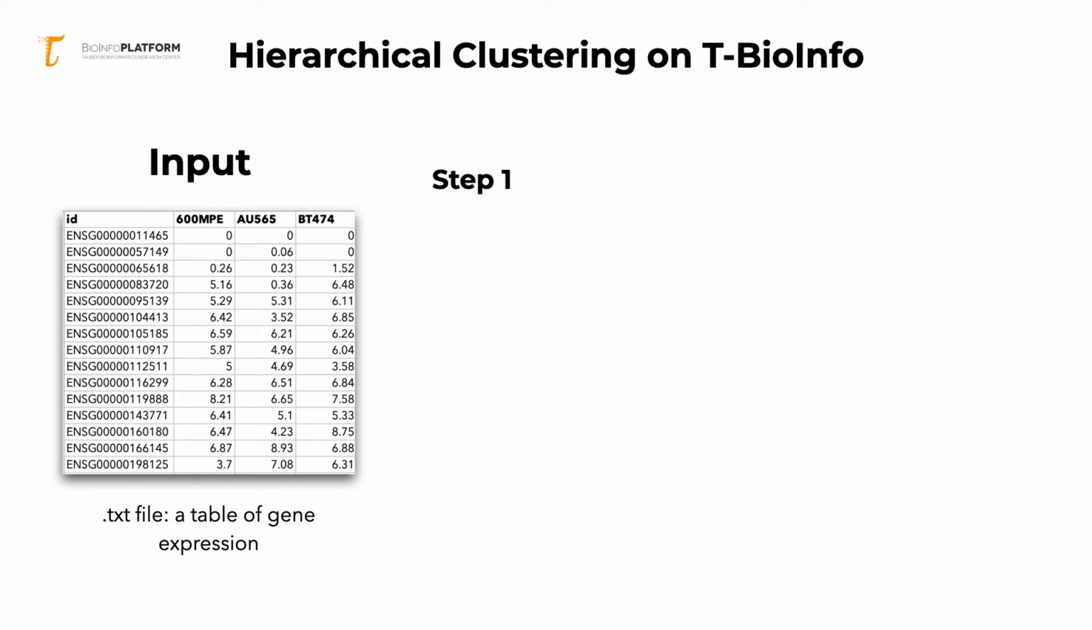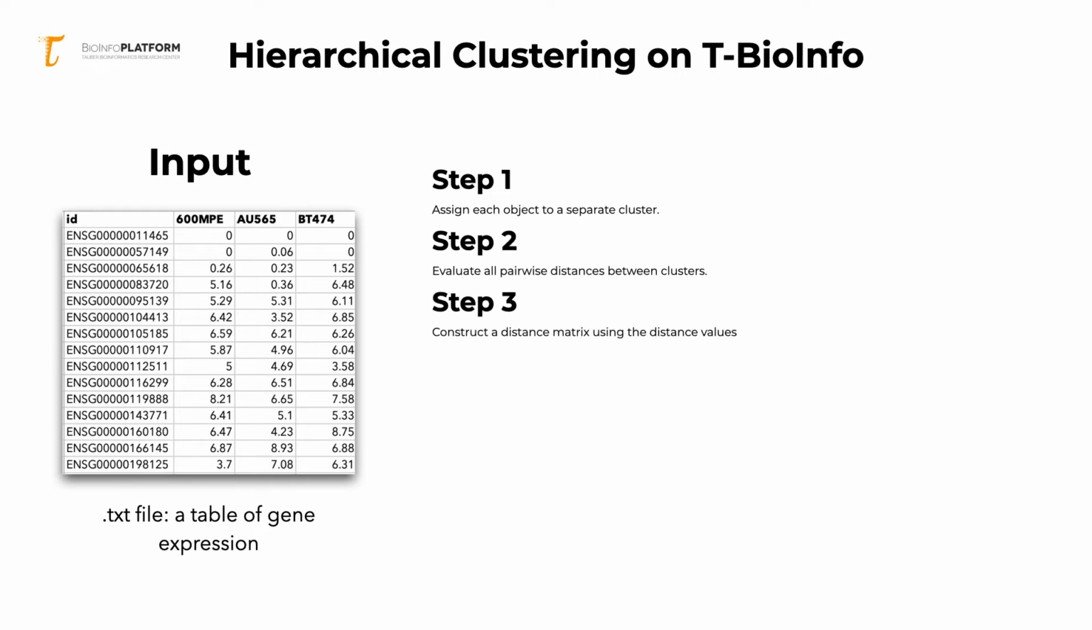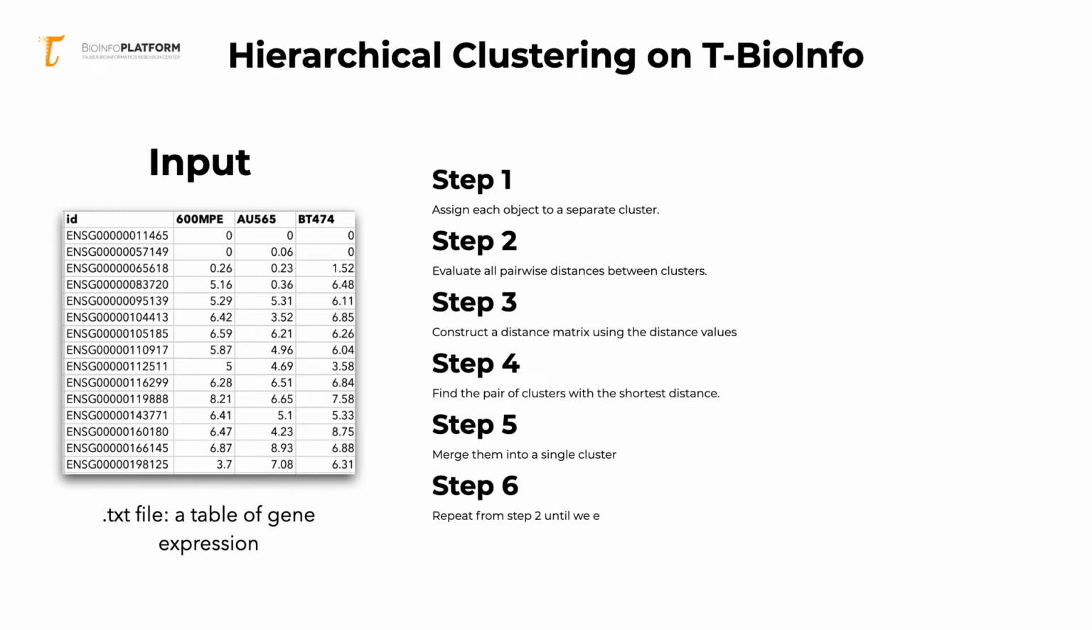Then it assigns each object to a separate cluster or group, and then it evaluates all pairwise distances between clusters using a chosen distance metric, and constructs a distance matrix using the distance values. Then it finds the pair of clusters with the shortest distance and merges them into a single cluster. And then it repeats these steps until we end up with a single cluster for all of the samples.